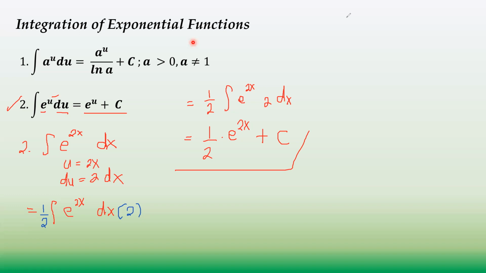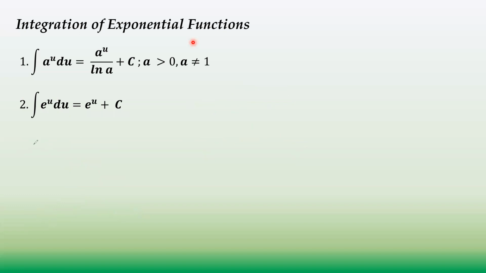Isa pa. Number 3. So, haluan natin ng trigo. Say we have cosine 2x times e raised to sine 2x dx. Okay, so ayun yung problem ha.